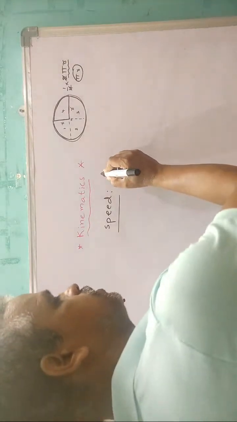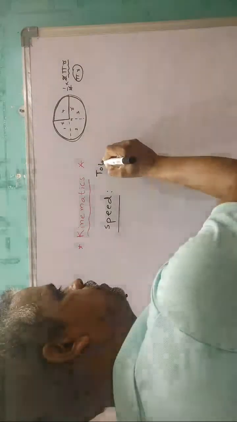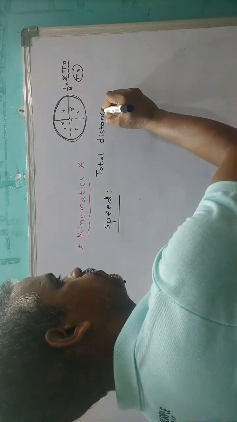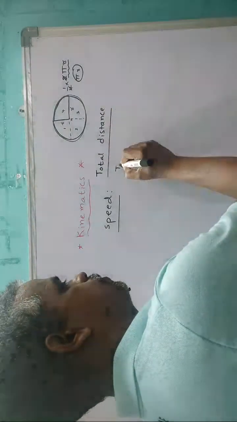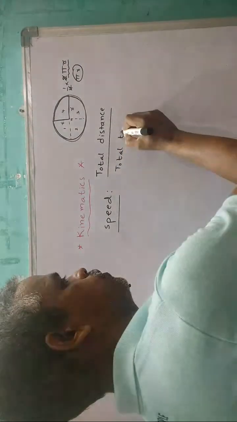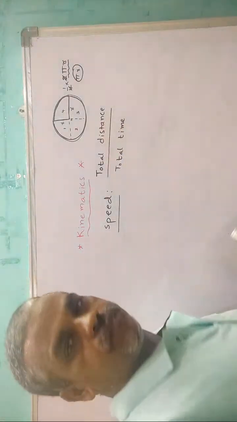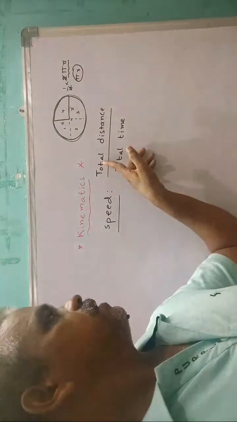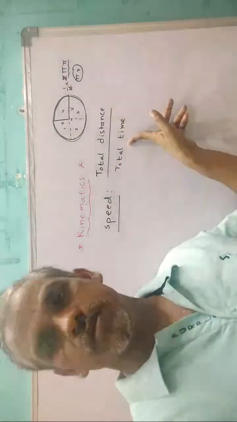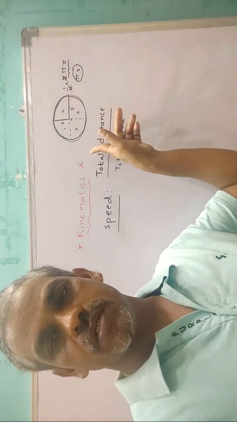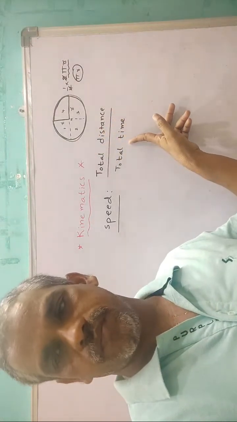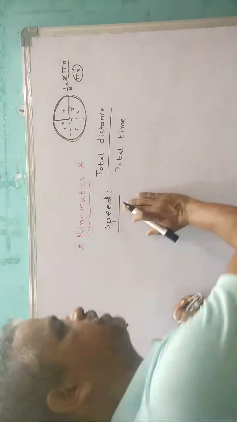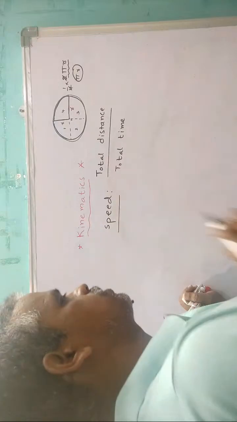Speed is nothing but total distance by total time. This is the formula. Total distance by total time. Okay, so speed is nothing but total distance by total time.